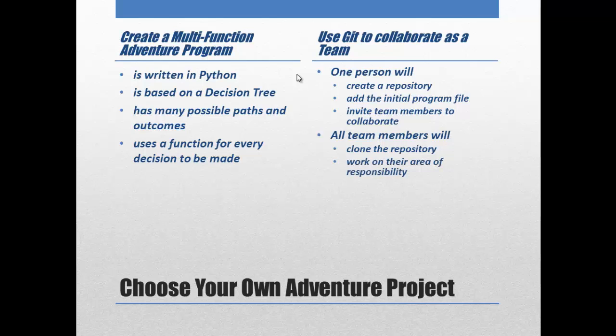Everyone needs to work on their own area of responsibility, so you're going to divide up the different decisions that need to be made. In my classroom, each person needs to write at least 4 different functions, and each one deals with a decision that must be made. As you are working, you're always going to be pulling in changes from other team members, merging them into your work, and then pushing your work out to the repository.